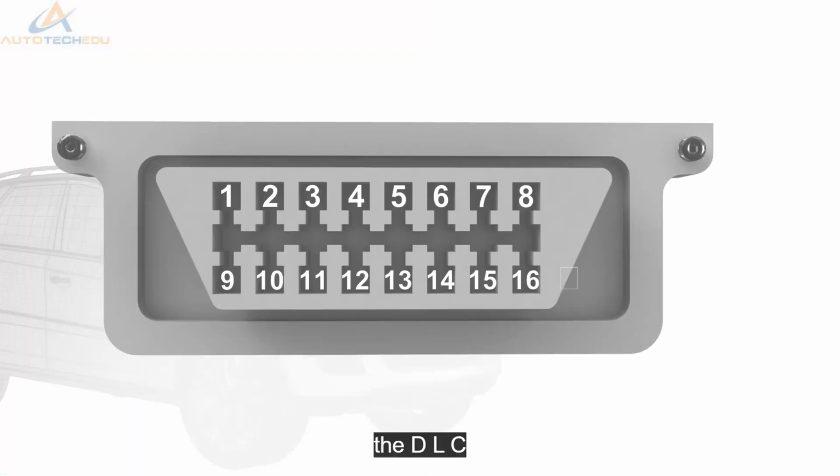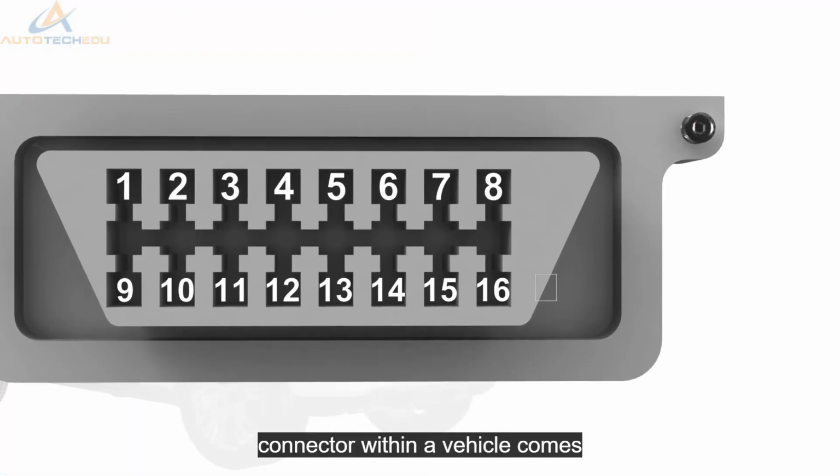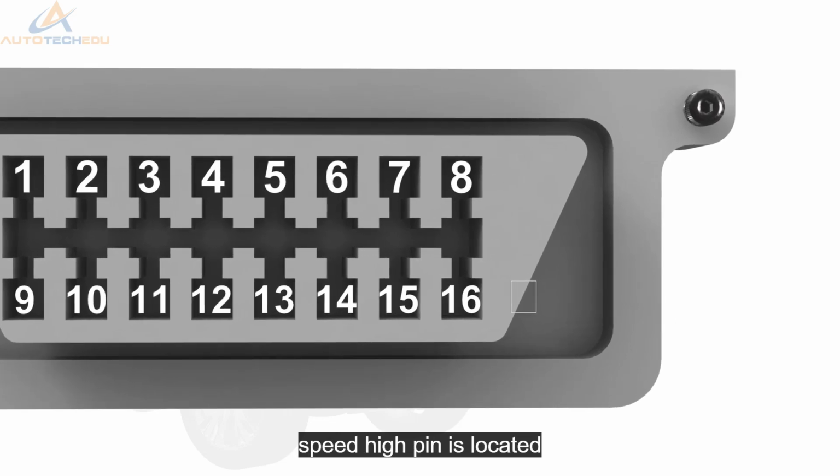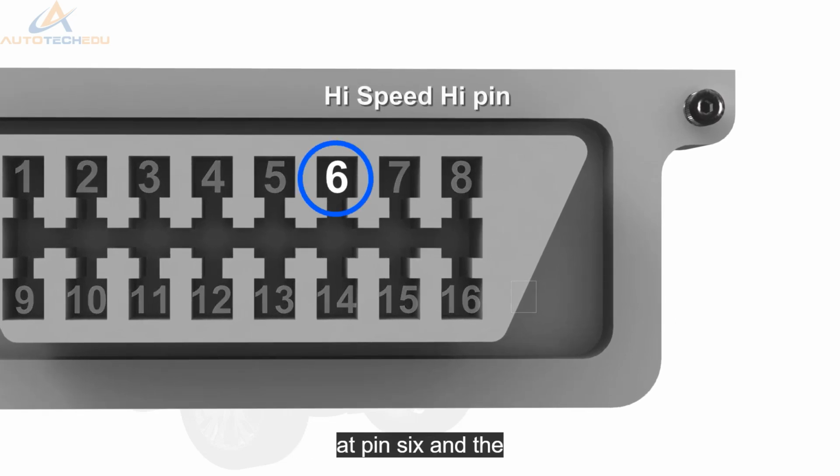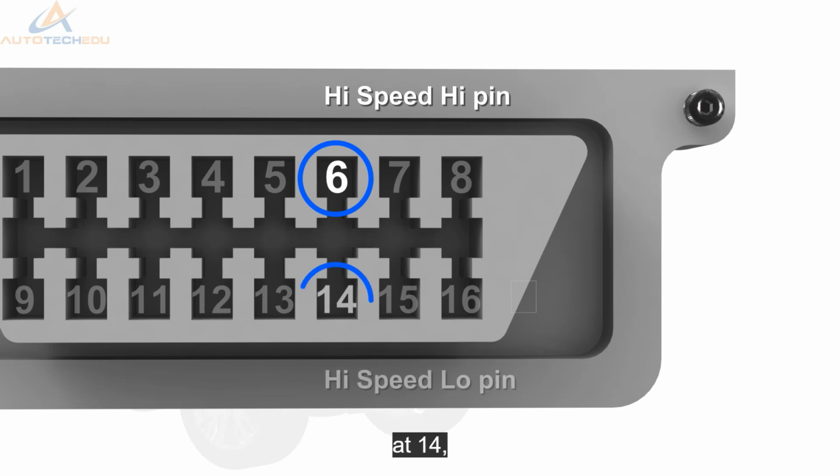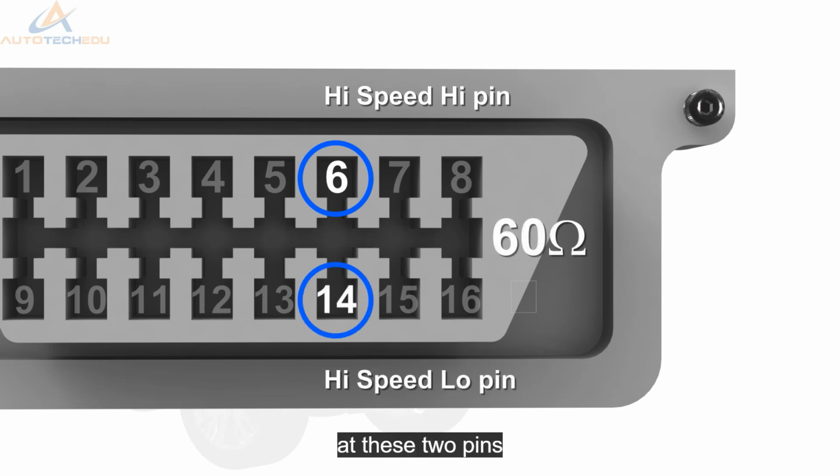The DLC connector within a vehicle comes as standard, where the high-speed high pin is located at pin 6 and the high-speed low pin is at 14. You should have 60 ohms at these 2 pins when the system is asleep.